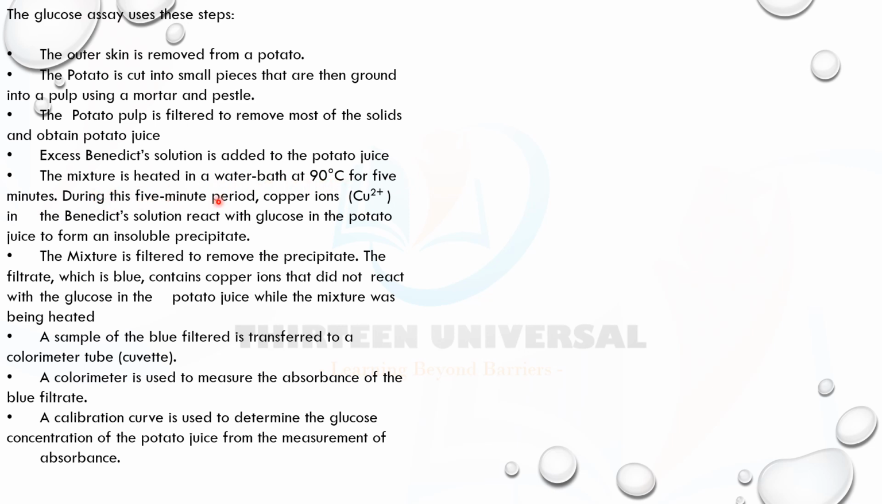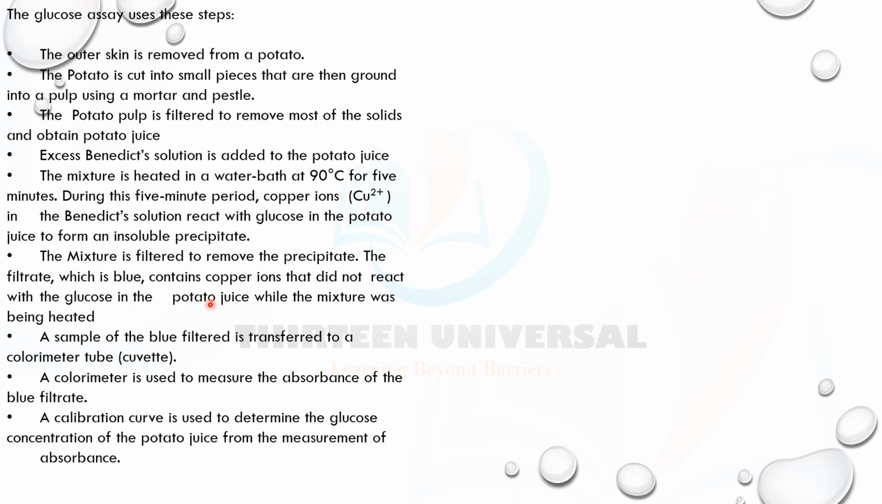During this 5 minute period, copper 2 ions in the Benedict solution react with glucose in the potato juice to form an insoluble precipitate. Okay, that's what is formed. The mixture is filtered to remove the precipitate. The filtrate, which is blue, contains copper ions that did not react with glucose in the potato juice.